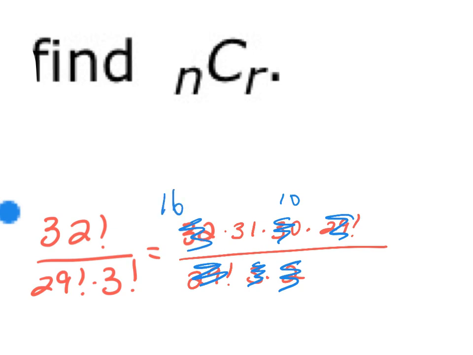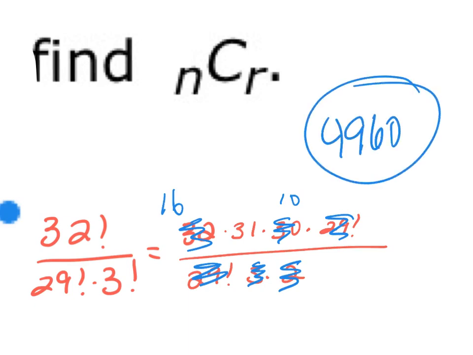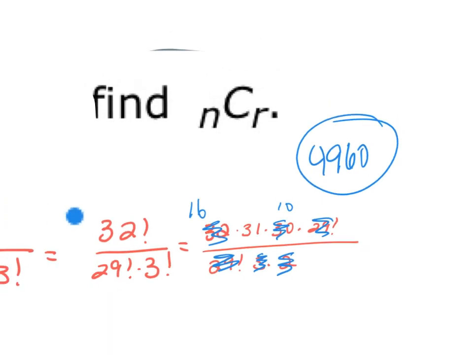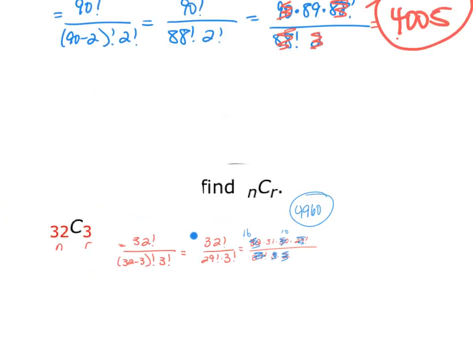Now again, if you didn't do that, no big deal. You can just multiply it all. But I have 16 times 31 times 10. 4,960. Perfect. All right, questions on that? Anybody? Stop me now.